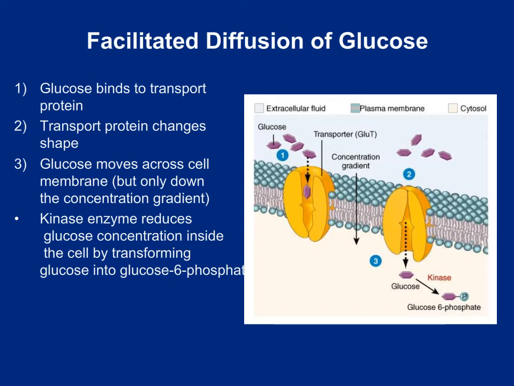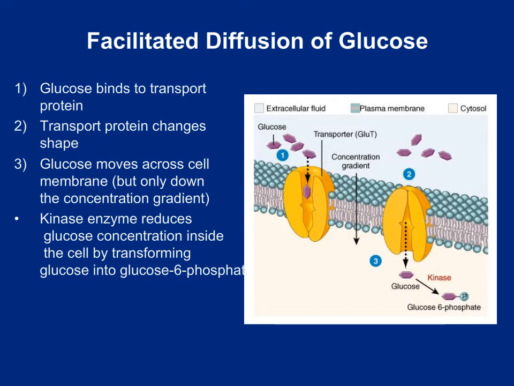And so an example of this is the movement of glucose into the cell. So take a look at the left-hand side of the screen. At number one, you can see that glucose is binding to the transport protein. Number two, that protein changes shape. And number three, it spits the glucose out on the other side.